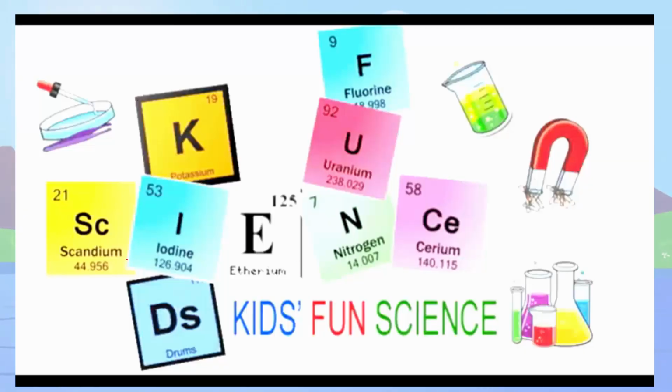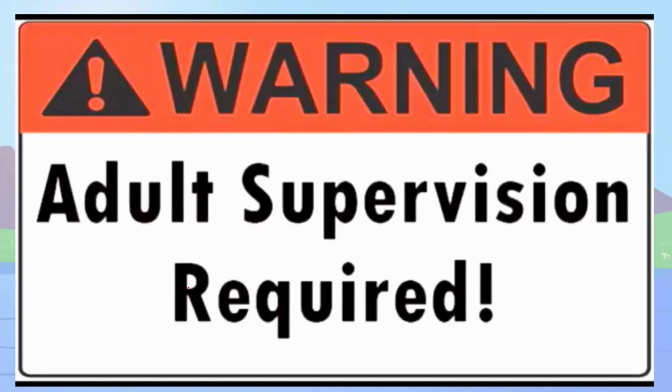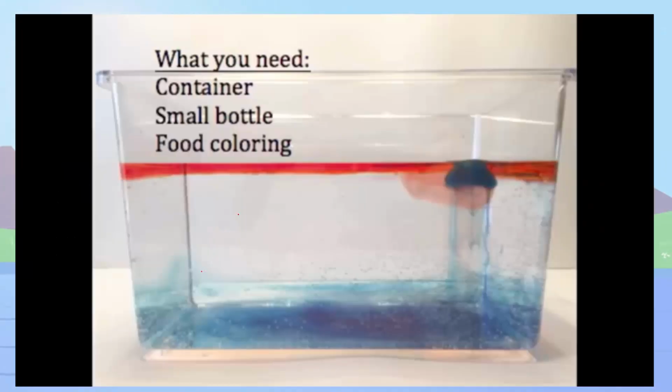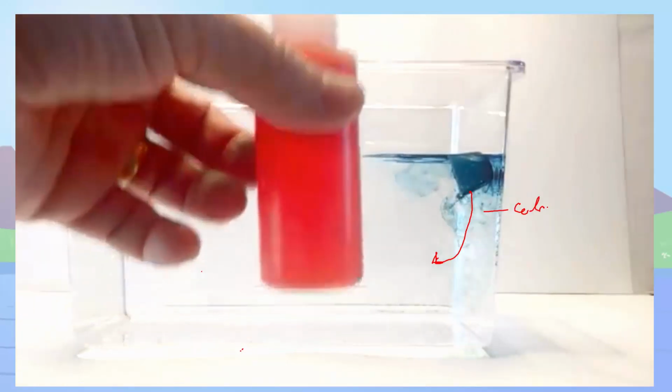Let's see the video. Back to Kids Fun Science. My name is Ken, and today's experiment is convection currents. Hot air rises and cold air sinks. As always, adult supervision is required. What you need for this experiment is a container and a small bottle. We put this cube to notice the water. You know, the water is colorless.